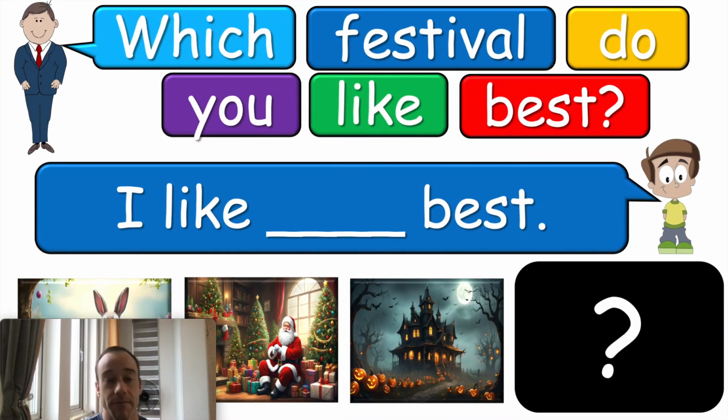Now they all understand. For sure they understand. It's either Easter, Christmas, or Halloween behind this question mark. Everyone ask your classmate, which festival do you like best? One by one, they give their answer in the full sentence. I like Christmas best. I like Halloween best. I like Easter best. I like Christmas best.